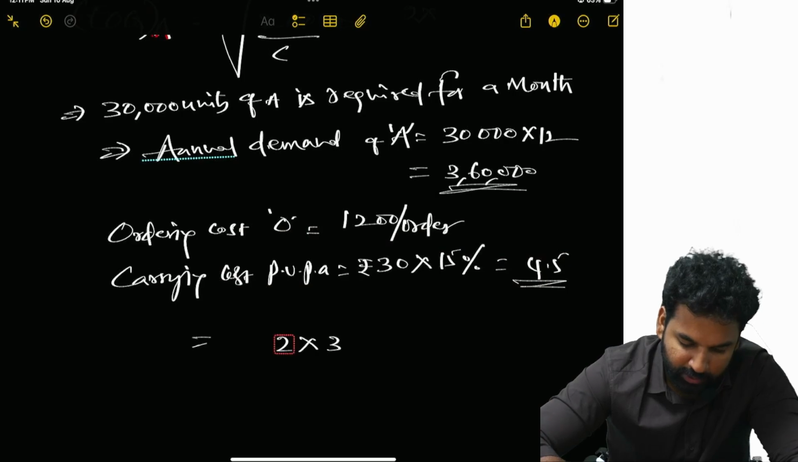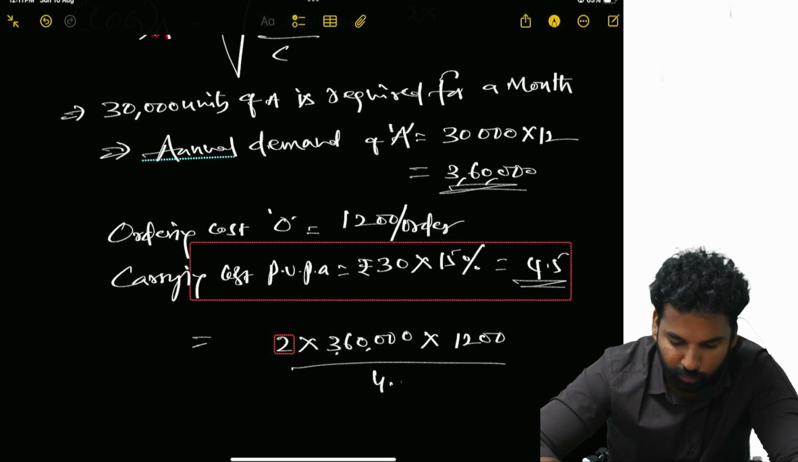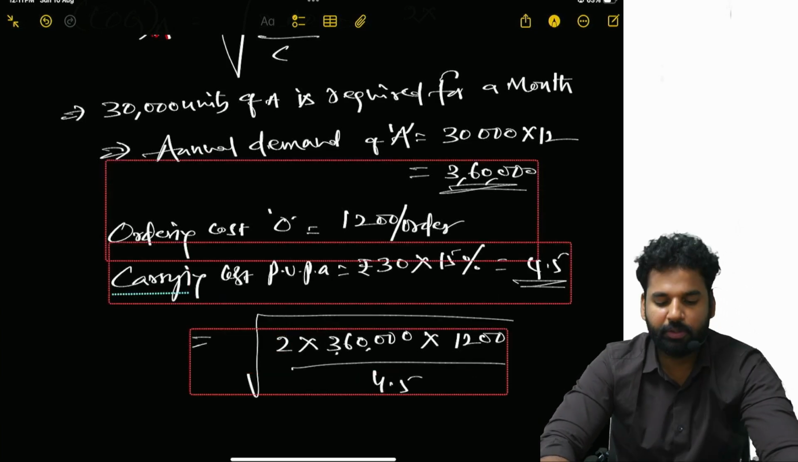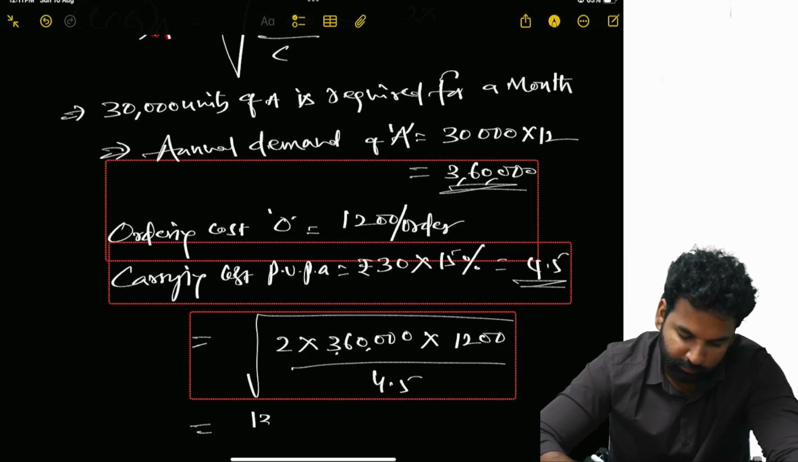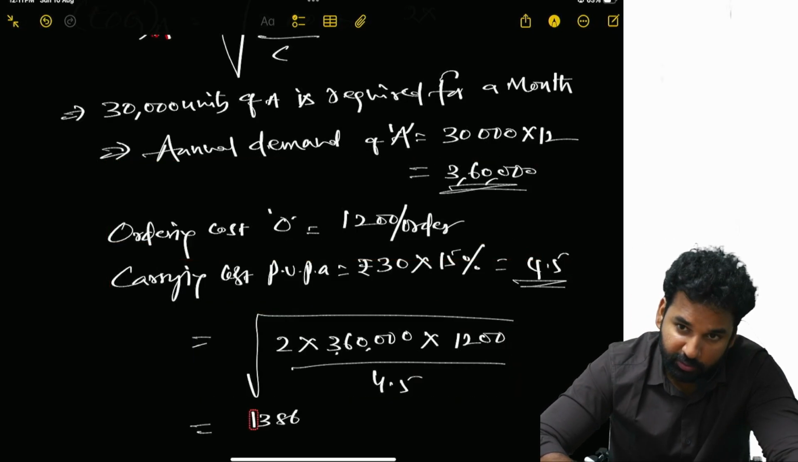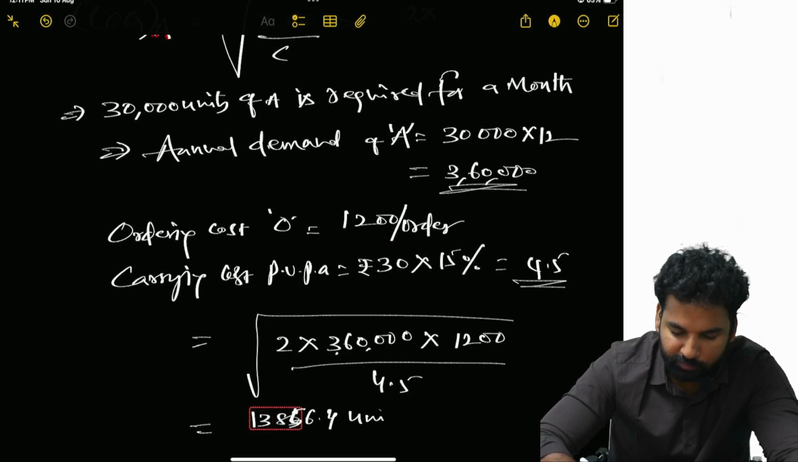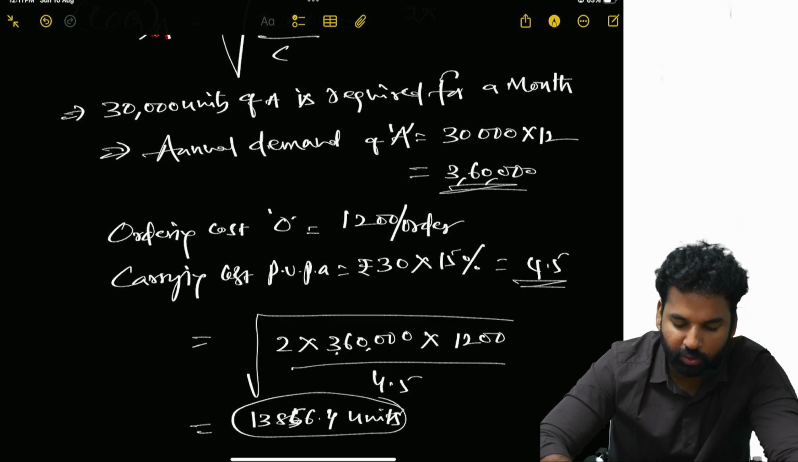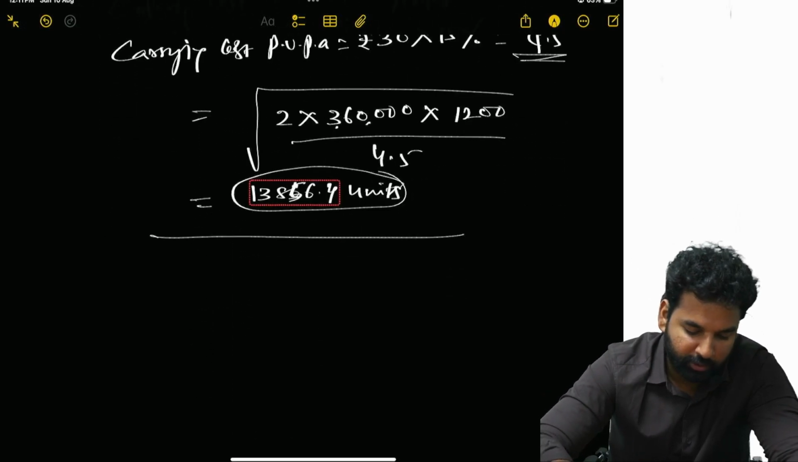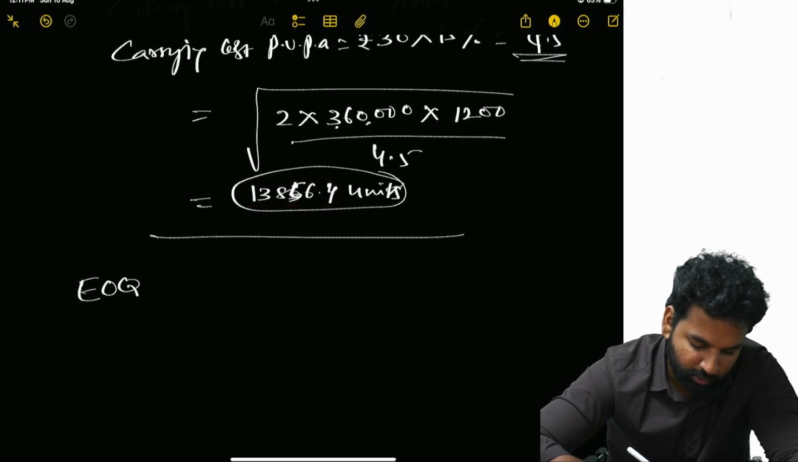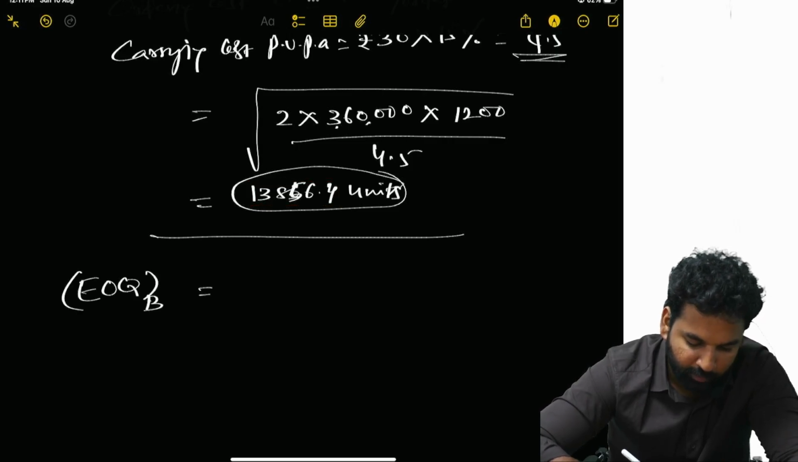So which is equal to under root of 2 into 3,60,000 into 1200 divided by 4.5. How much? 13,860.4 units. This is the EOQ of A. Okay? Right. Next, EOQ of B.